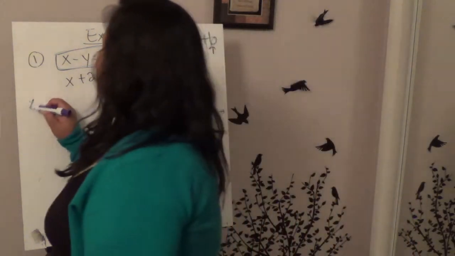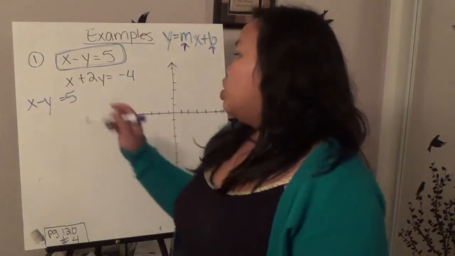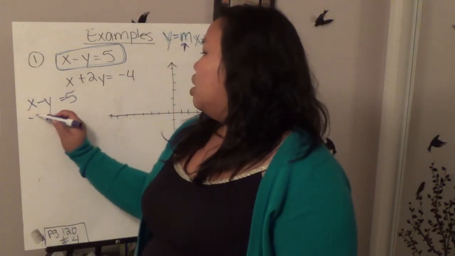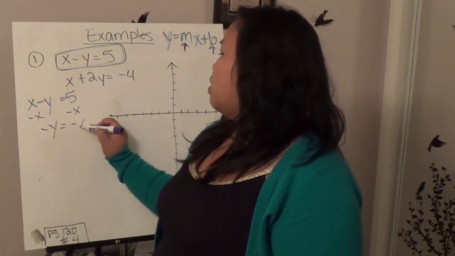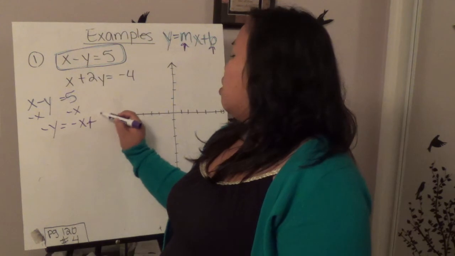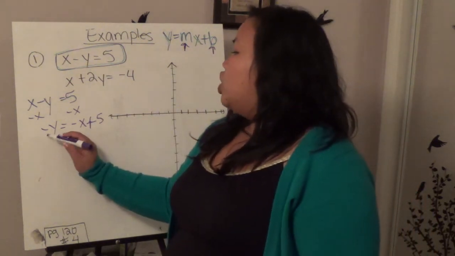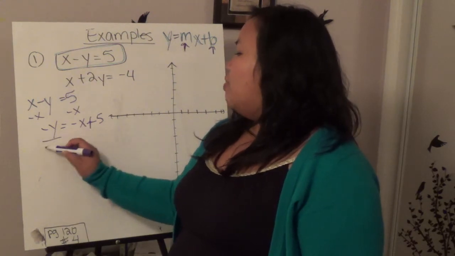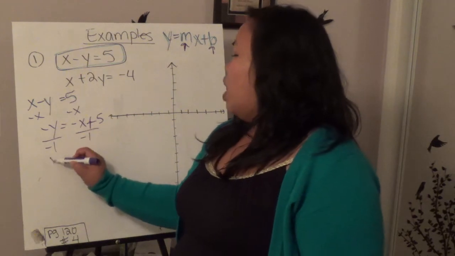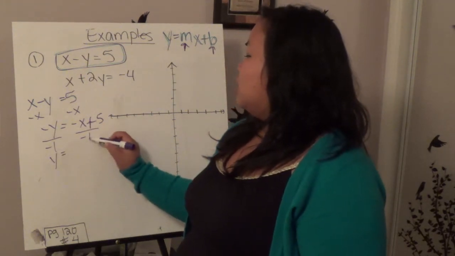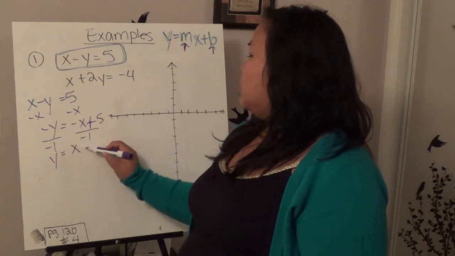Okay? So x minus y equals 5. So I'm going to start by subtracting x from both sides. I end up with negative y equals negative x plus 5. Now, this negative can't stay there. So I'm going to change the sign by dividing everything by negative 1. Okay? Making this y equals, this negative cancels out, giving me positive x. This changes it to negative 5.